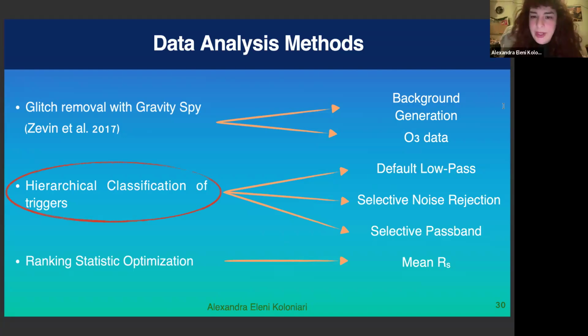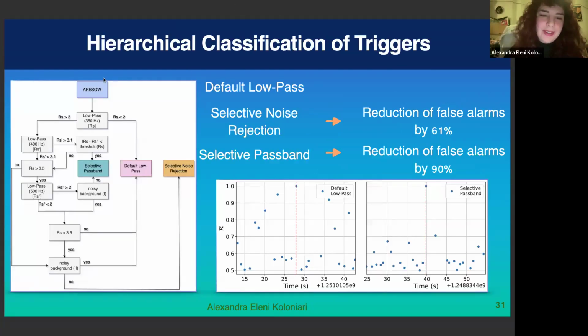Now, basically what we do is what we see here in this flowchart, but as you can see, the process is pretty complex, so I won't go into the details. What I will say here, though, is that the default low-pass class corresponds to triggers that come immediately out of the network. The selective noise rejection class corresponds to triggers that pass some noise filters, and we have a reduction of the false alarms by 61%. And the selective passband class corresponds to triggers that, besides the noise filters, also pass some frequency filters, and we have a reduction of the false alarms by 90%.